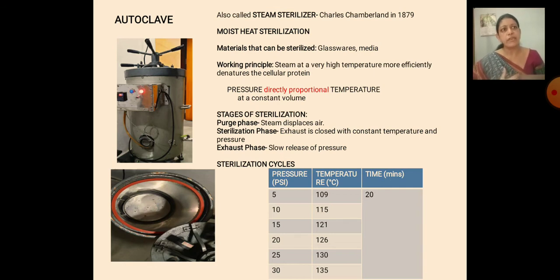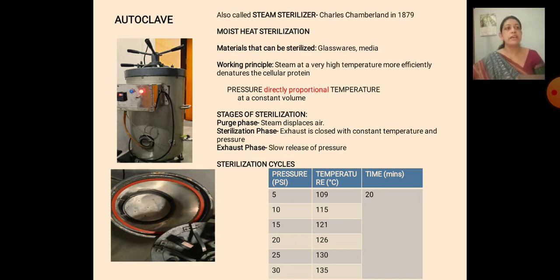Here also, whatever we sterilize, we first wash it, rinse it, and then wrap it with paper or aluminium foil, and then keep it in the sterilizer. And there are 3 stages of sterilization. The first stage is the purge phase, and in this purge phase what happens? The steam displaces the air. Inside this entire body of the autoclave, there is air. That air should be displaced by the steam.